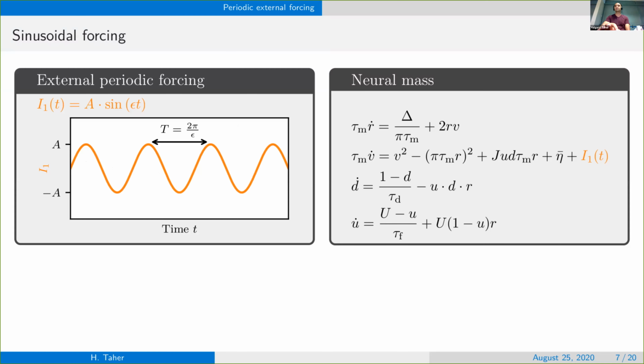So I will choose a sinusoidal as the external forcing term. We have some amplitude A, and we have some frequency epsilon, which I choose to be small. Small in the sense that it's small compared to 1 over the membrane time constant.